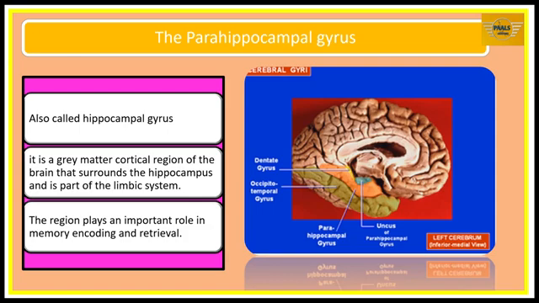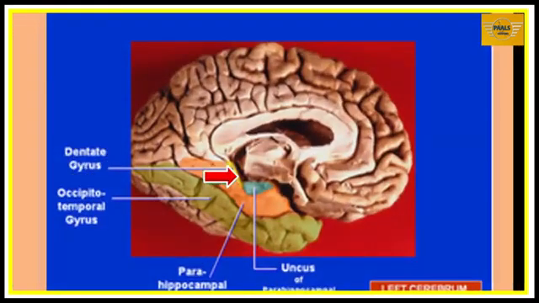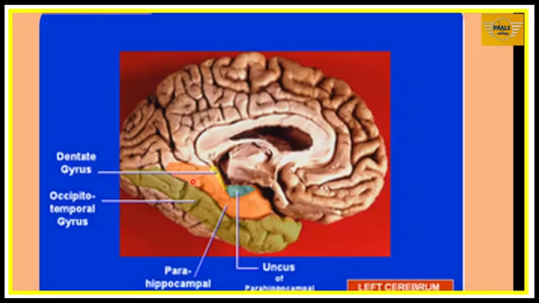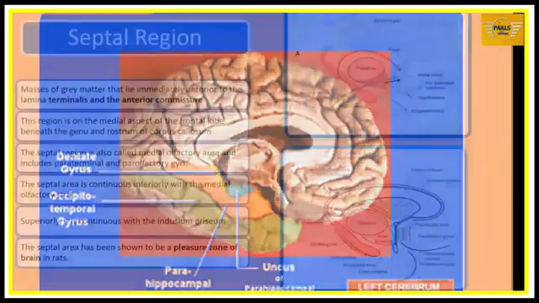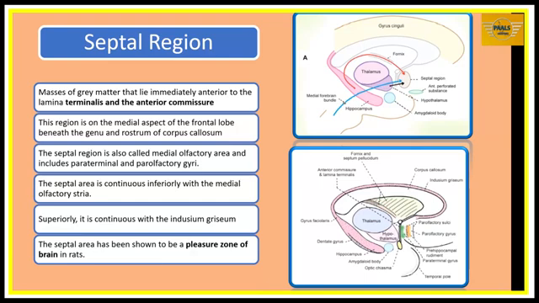Let's look at the areas from our picture. Here is the hippocampus, and the cerebral cortex around it here will form our parahippocampal gyrus. This region plays an important role in memory encoding and retrieval. The septal nuclei are masses of gray matter that lie immediately anterior to the lamina terminalis and the anterior commissure.